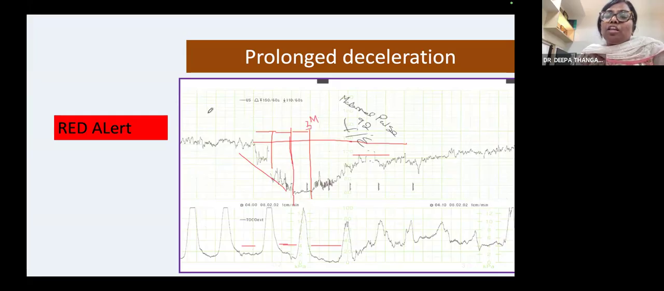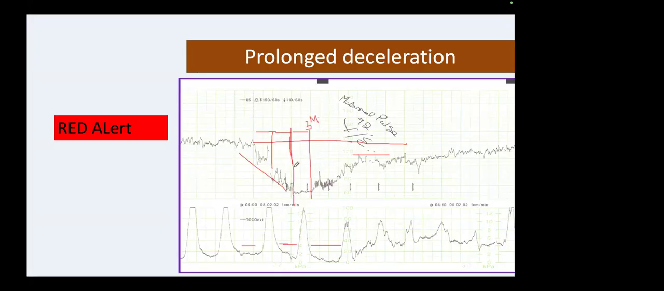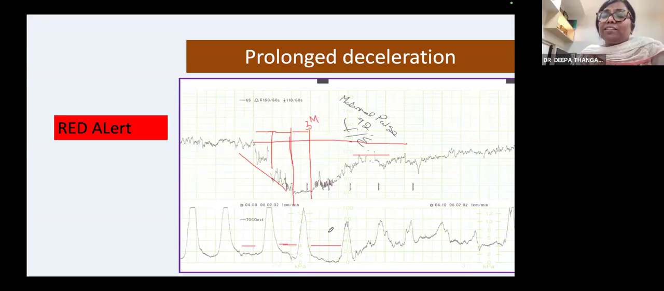So if it is a previous LSCS, or if there is bleeding, or if it is a cord prolapse, then you won't be able to correct it. Uterine rupture, those are irreversible. Even if you resuscitate, those are the things we cannot correct.